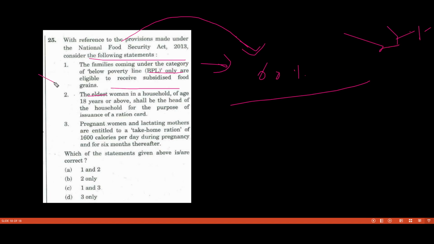So statement 1 definitely becomes wrong. So we can cross this one out, and the one with it. And then see: the eldest woman in a household of age 18 years and above shall be the head of the household for the purpose of the ration card. So this statement is correct. Whenever you are reading about the schemes in the schemes booklet, you will definitely find this statement in NFSA. So option B becomes correct for us.